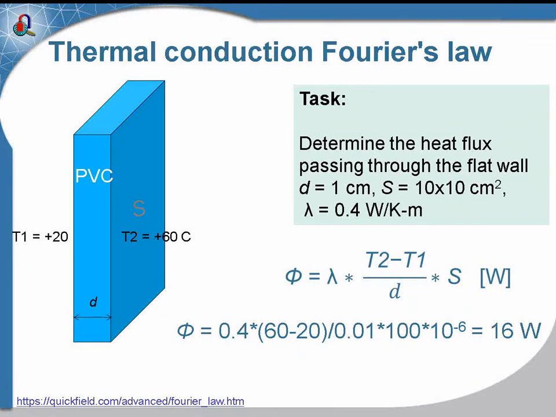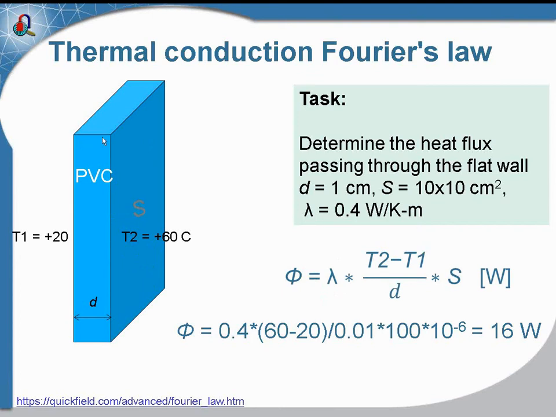This example is dedicated to the thermal conduction Fourier's law. According to Fourier's law, the heat flux in the flat wall is directed from the hot surface to the cold one and is calculated using this equation. Here, lambda is the thermal conductivity of the wall, d is the thickness of the wall, S is the area of the wall, and this is the temperature difference.